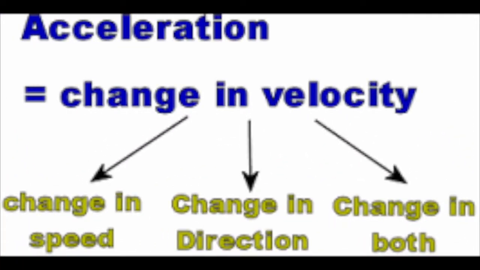If an object is not moving or remains at the same speed, it is going at what we call constant velocity. A change in velocity, that's a change in speed, direction, or both, is known as acceleration. If you change the speed or direction or both, the object is thus accelerating.